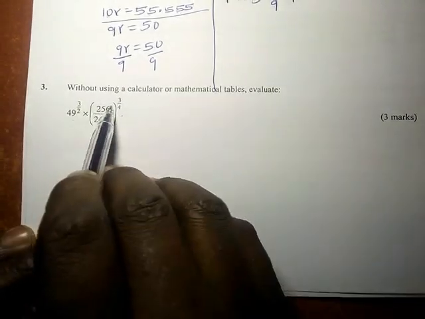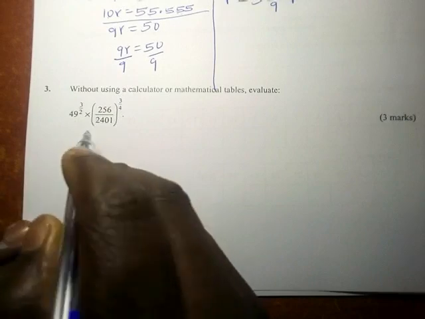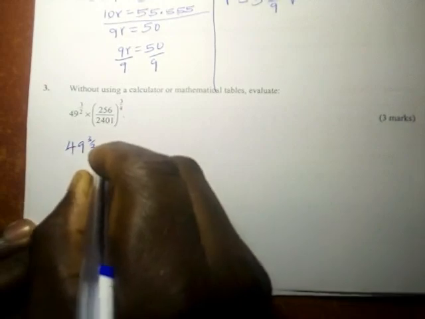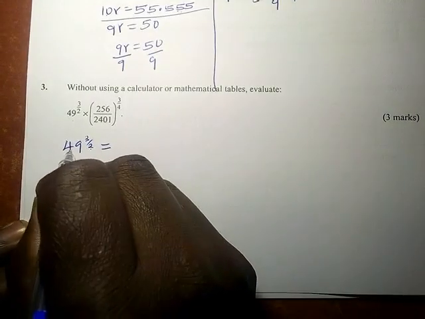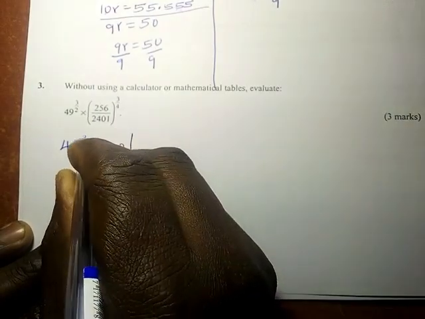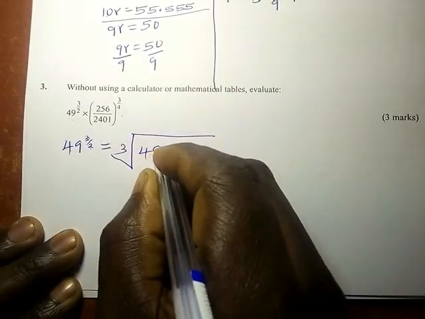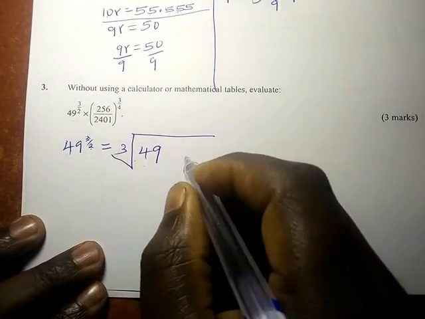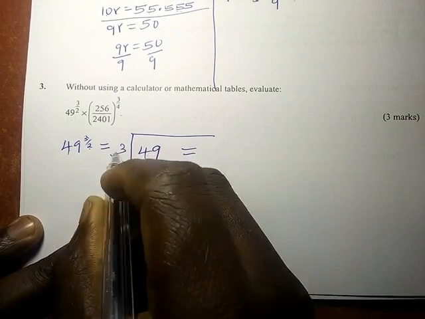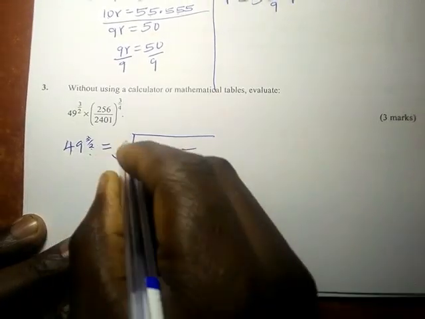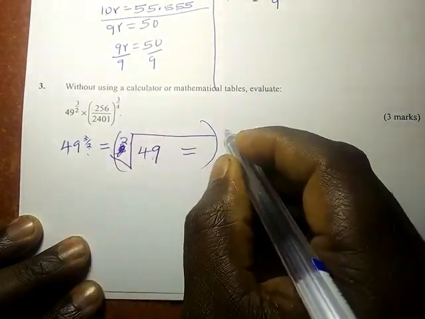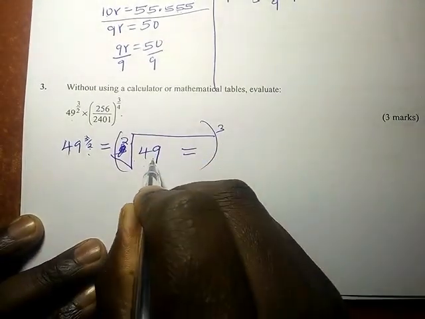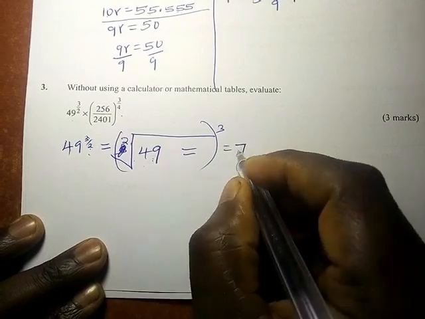49 without using a calculator. So how will you show that you have not used a calculator? You should know that 49 to the power 3 over 2 is the same as the square root of this number, cubed. It's the same as the square root of 49, then the power is 3. The way it is written here, this is the same. The lower number is the root, so here it is a square root and then the power is 3. So the square root of 49 is 7. So this one is 7 raised to power 3.